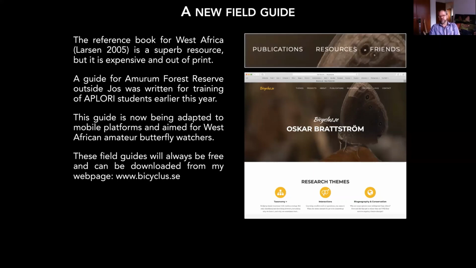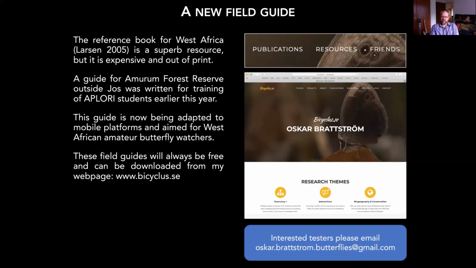And if you click the one at resources, you will in a few days be able to download these things. I will initially put up the already ready-made guide for the forest reserve to look at. And then I'm asking if people who work in Nigeria ideally, but you're okay from other places as well, can contact me. I would like to get hold of about 10 people to begin with, because the point is, I would like to field test on various phones that these guides work, so we don't have a lot of bugs that we can solve first.